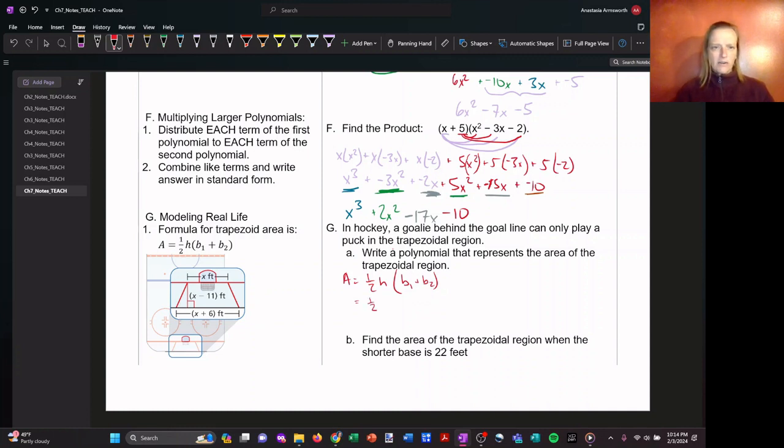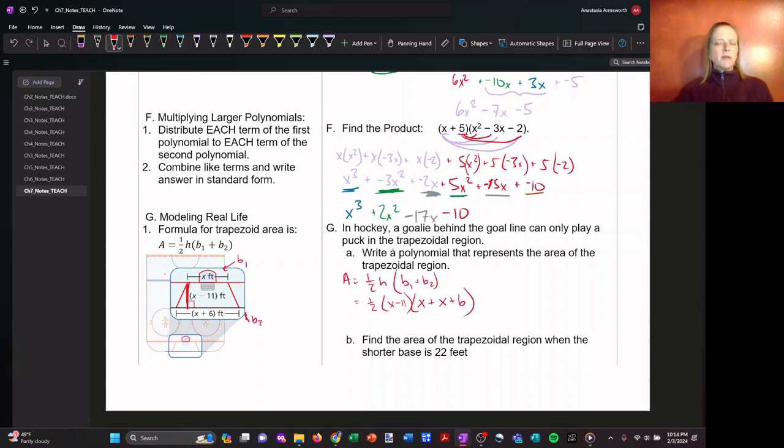So looking at this picture, I need to do 1/2. The height here is this vertical stretch, which is x minus 11. So my height is x minus 11. My b1 plus b2, my b1 is, it doesn't matter which one's which. Let's call this one b1, this one b2. I've got x plus 6.